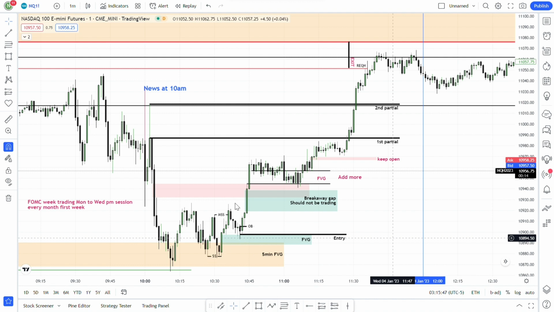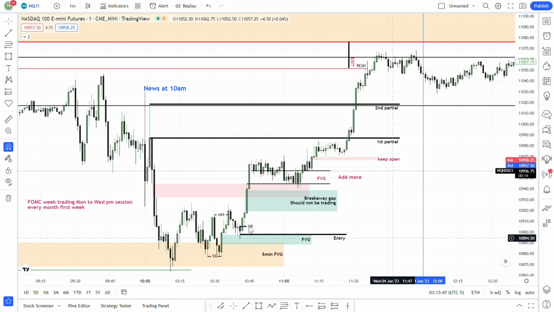This is the classical ICT model, the 2022 model. The main thing is that price actually traded the higher time frame 5-minute fair value gap. So 5-minute is higher than 1-minute. That is the thing. It has to trade the higher time frame fair value gap or somewhere, then give you the model, that means the setup entry.